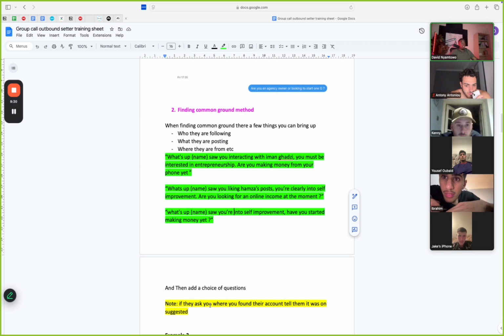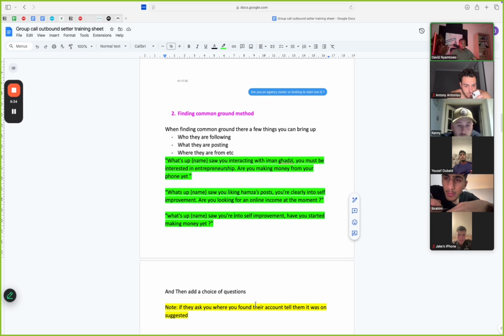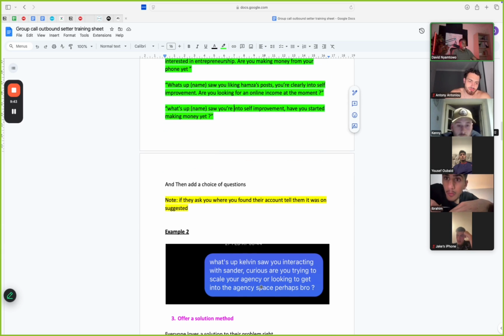Now, if they ask you where you found their account, you can just tell them it was suggested. So if someone's like, bro, where'd you find my account? Be like, to be honest, bro, I was on someone's page and it said suggested accounts. I just clicked on it and I saw your name. Okay, just a nice little tactic.